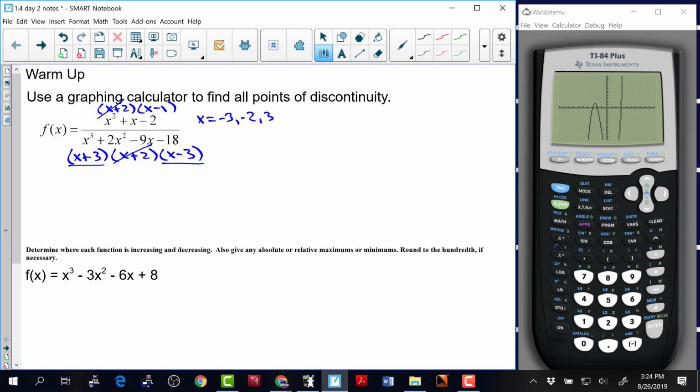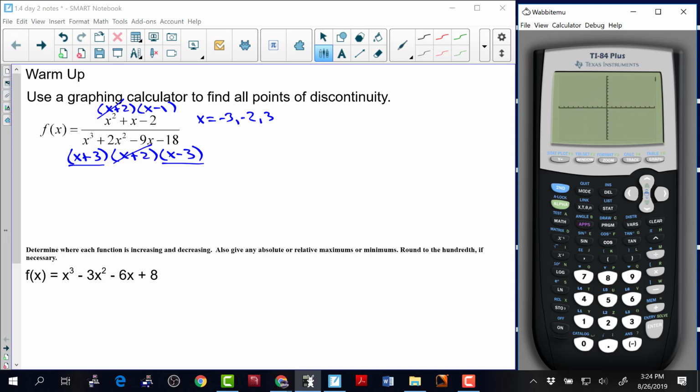Determine where each function is increasing and decreasing. Also give any absolute or relative maximums or minimums. Round to the nearest hundredth if necessary. So let's put that into the calculator. We'll clear this out. X to the third minus 3x squared minus 6x plus 8.